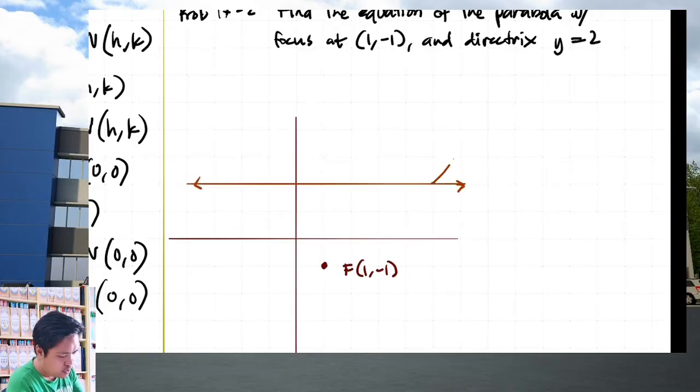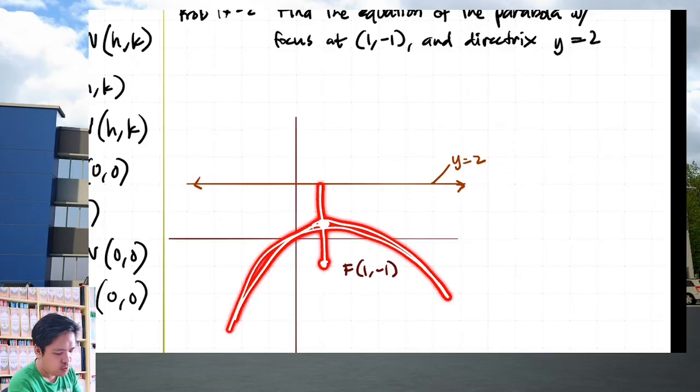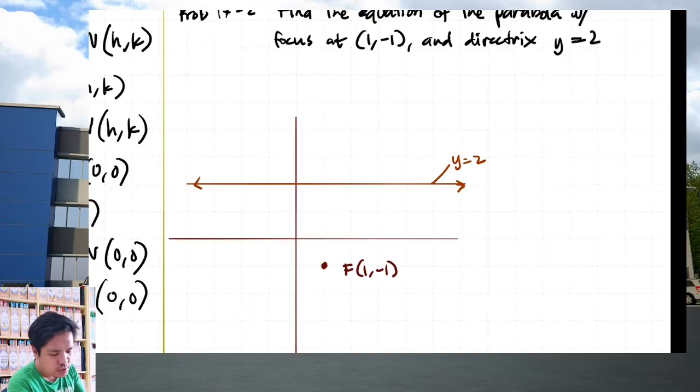So this line is y equals 2. So if the directrix is horizontal, that means the parabola is opening downward. Kasi ito, 'di ba? By definition again, from focus, equidistant yung point sa focus and sa directrix. So ito yung vertex natin. So nandito yung vertex, dito siya mag-open. So this is a parabola opening downward.